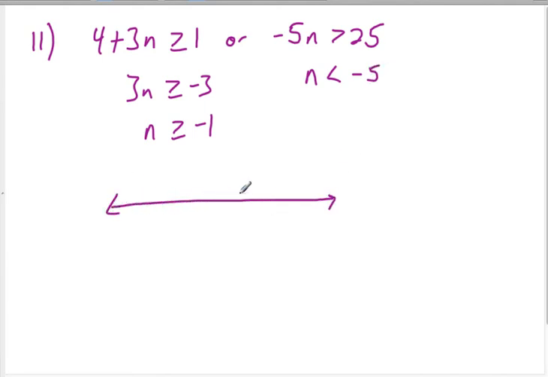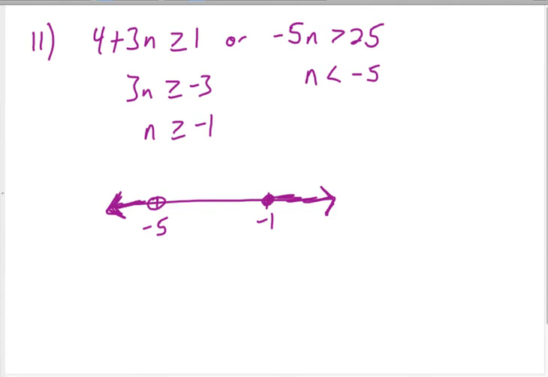So we have -1 and -5. So n is greater than or equal to -1. That means closed circle going to the right. Less than -5, open circle to the left.